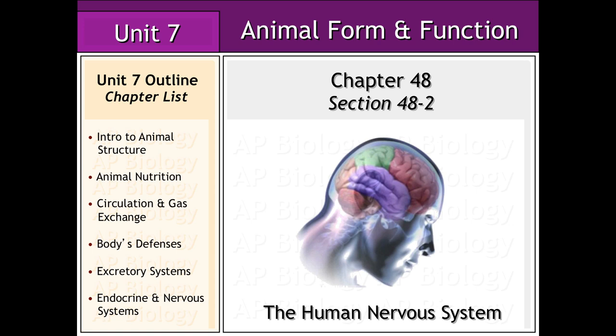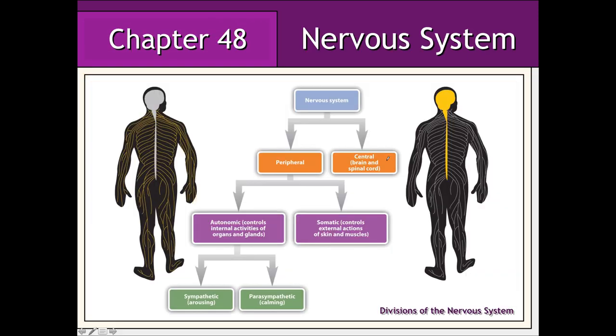In this video, we'll be taking a look at the anatomy and physiology of the human nervous system. The following diagram illustrates some of the major divisions of the human nervous system. The first major division is the central nervous system, comprised of the brain and the spinal cord. The peripheral nervous system is comprised of all nerves that lie outside the brain and spinal cord.